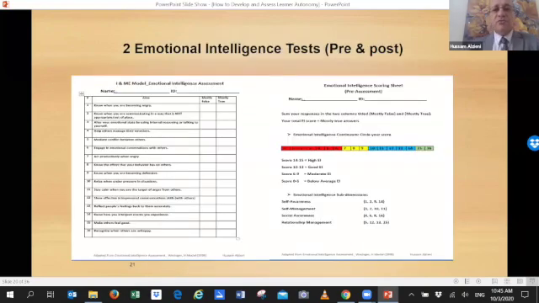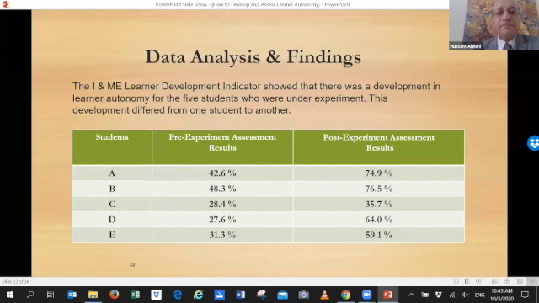The third one is emotional intelligence, and there is a lot in the literature. You can find a lot of measures that you can use to measure your students' emotional intelligence.